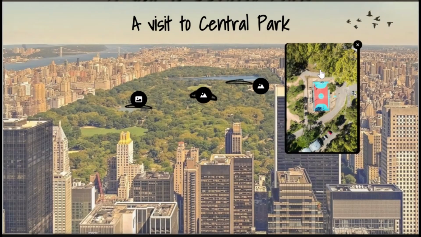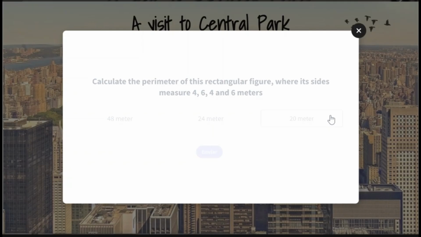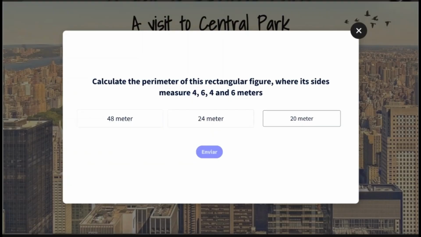For example, in this image, we see the question, calculate the perimeter of this rectangular figure, where its sides measure 4, 6, 4, and 6 meters. According to the formula for finding the perimeter, you must add all the sides together. Therefore, the process would be to add 4 plus 6 plus 4 plus 6, resulting in 20 meters. We select the answer, click Submit, and close the form. This was a correct answer.